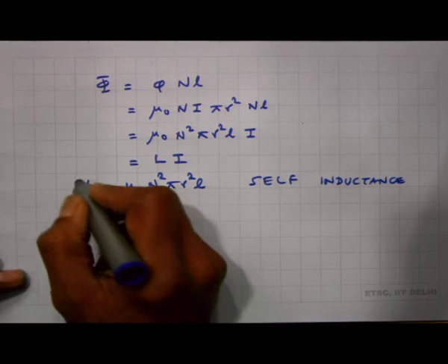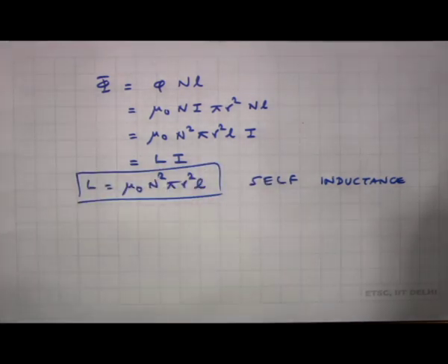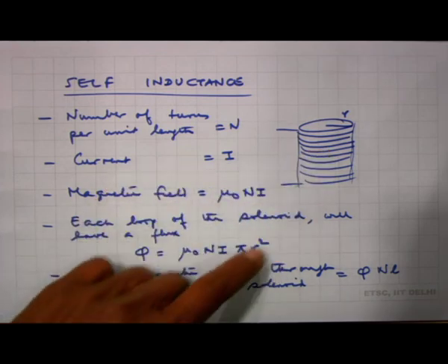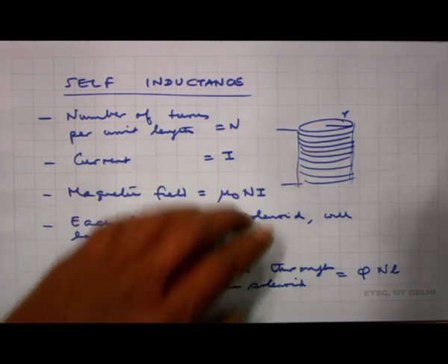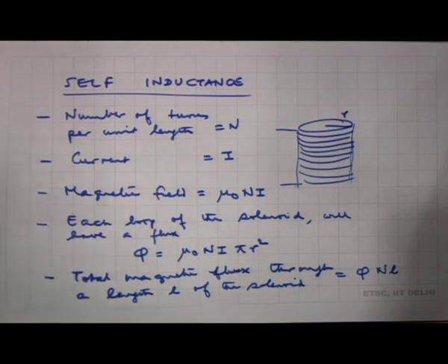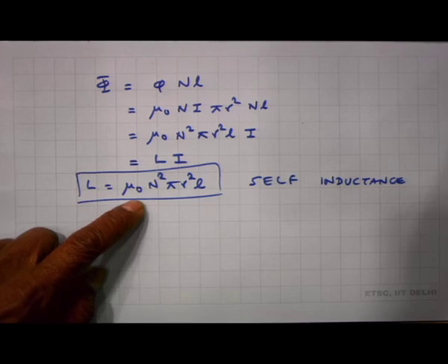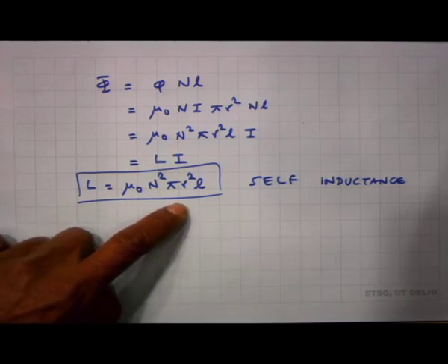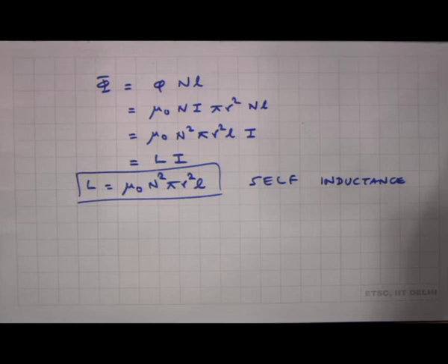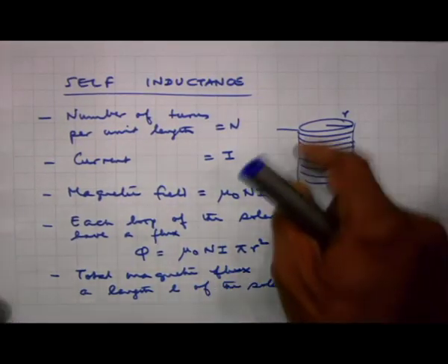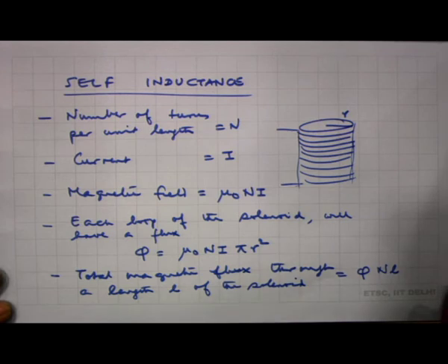It is called self inductance because it is the magnetic flux passing through the solenoid because of a current passing through the same solenoid, which is proportional to the current passing through the solenoid, and that proportionality constant is called self inductance. In this case it comes out to be mu naught n square pi r square into L, and this is a very important property of a coil like this. This self inductance defines how much is the flux passing through the solenoid if I pass a current through the same solenoid.